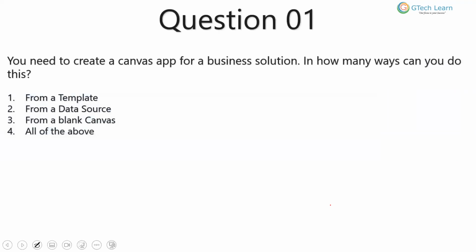The first question from this portion is: if you need to create a Canvas app for a business solution, in how many ways can you do this? These are the options. Either you can create a Canvas app from a template, or from a data source, or you can go for creating a blank Canvas app, or you can select all of them. So your time starts now. You can proceed with your answers in the chat box here.